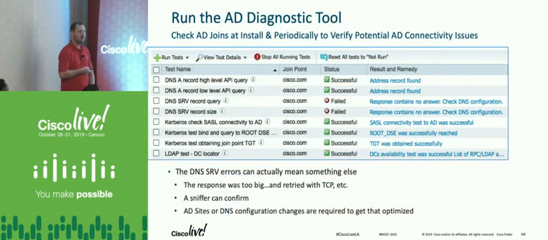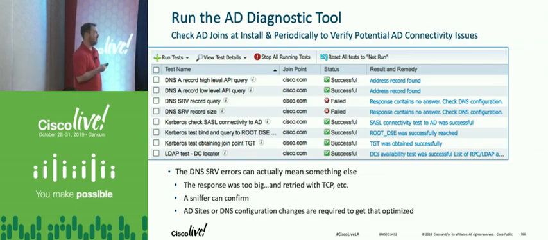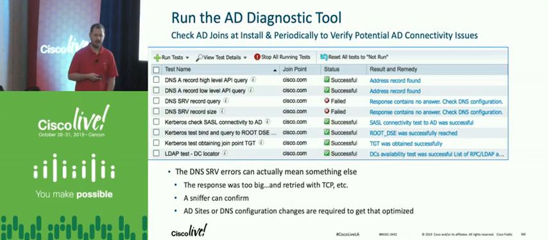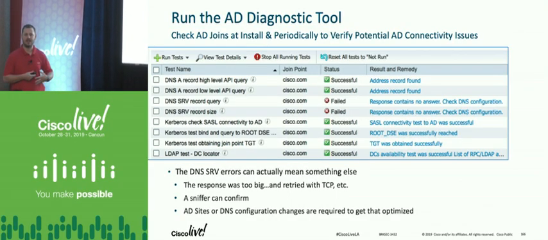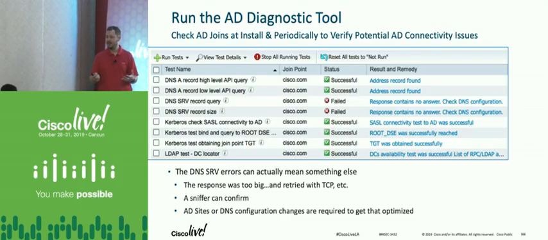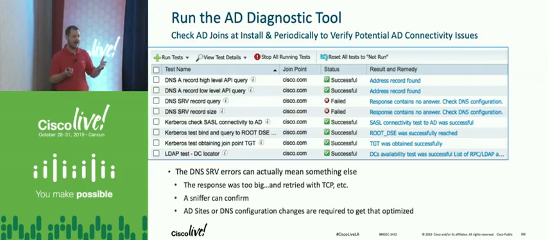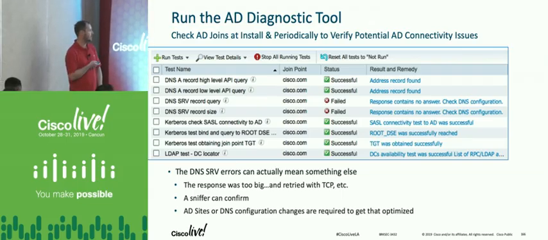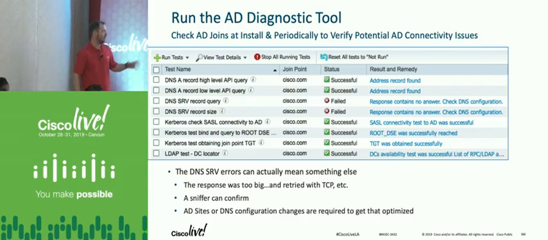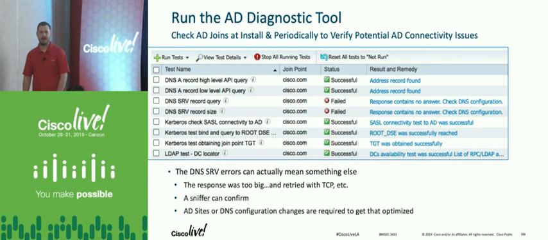Now, the other thing that we've done is we've added this AD diagnostics tool inside of ISE. It's been there for a couple releases now, but if you're not familiar with it, it can help you do some health checking and make sure that the status of our AD connection is good. It will do things like check for DNS A records, service records, the Kerberos check, and then an LDAP test to make sure that it's able to pull things out.